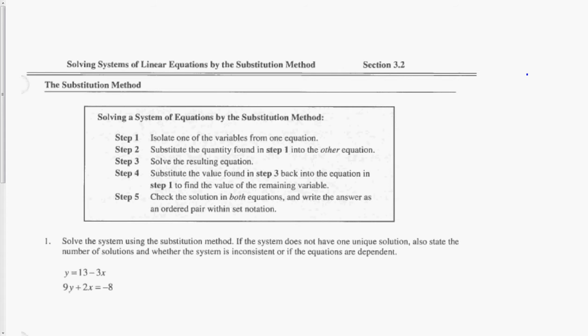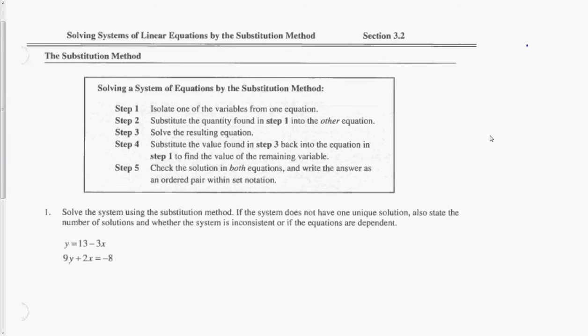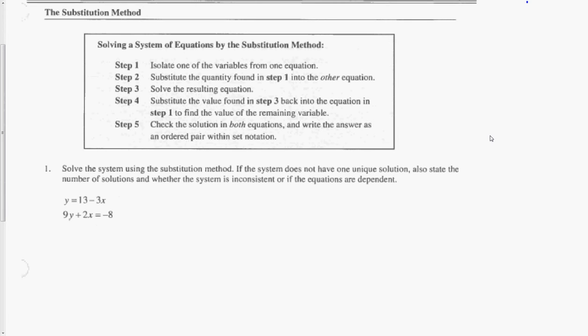In this section, we're going to learn our first method for solving systems. Remember, systems are equations where you've got two equations. They have x and y in them. That means they're linear. And we're going to solve the system, and you have to find an ordered pair answer.